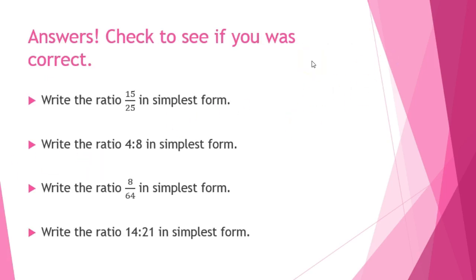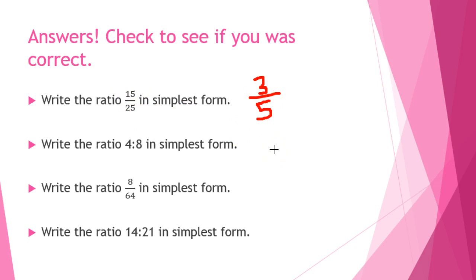Answers. Check to see if yours is correct. The ratio 15 to 25 in simplest form: I could divide both numbers by 5 to get 15 divided by 5 is 3, and 25 divided by 5 is 5. So 3/5 is the simplest form, or 3 to 5 is the simplest form of 15 to 25, the ratio.